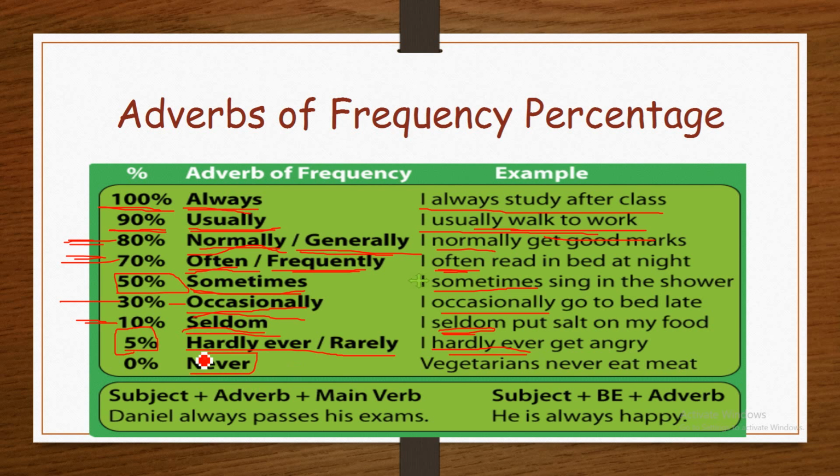Never. 0%. It means something never happens. For example, vegetarians are those people who only eat vegetables. They don't eat meat at all. Therefore, vegetarians never eat meat. They never eat meat. Vegetarians 0% eat meat.